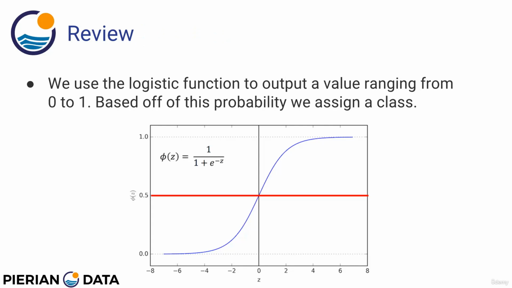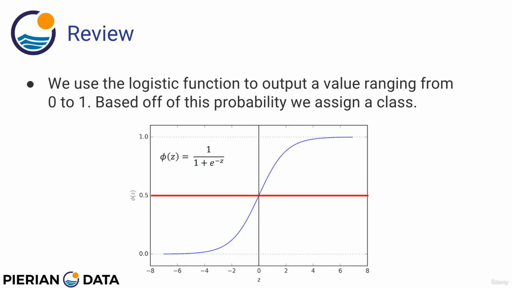Let's do a quick recap overview of what we just discussed. We can use the logistic function to output a value ranging from 0 to 1. Again, it doesn't matter what we put along the horizontal axis, we get a value from 0 to 1.